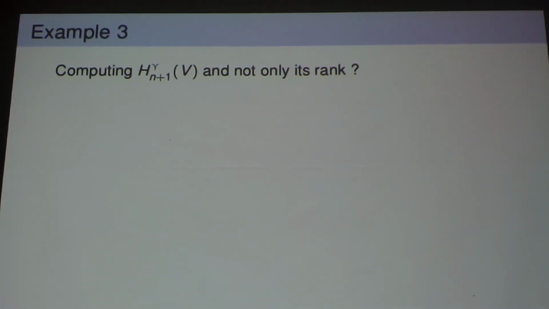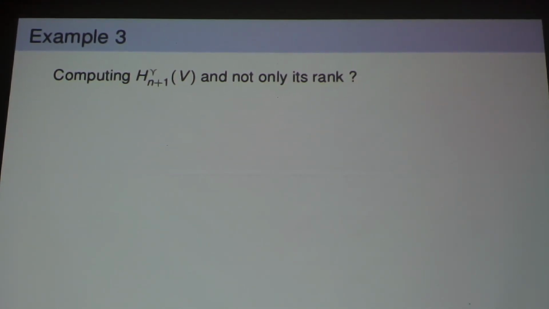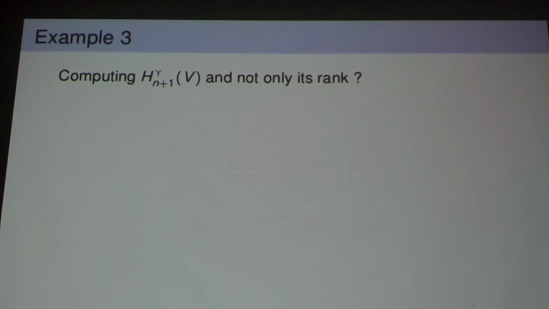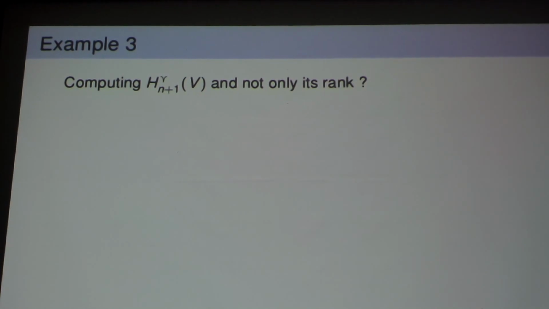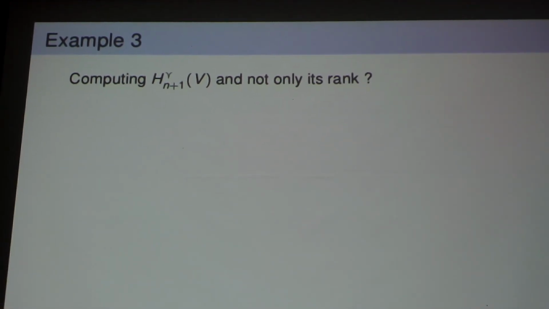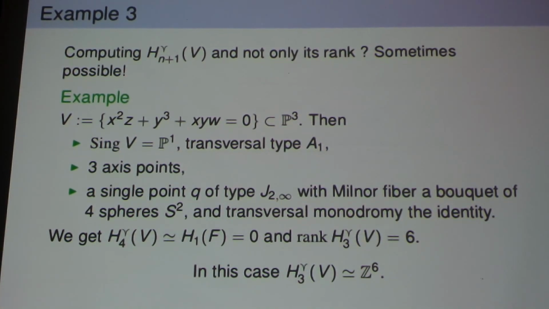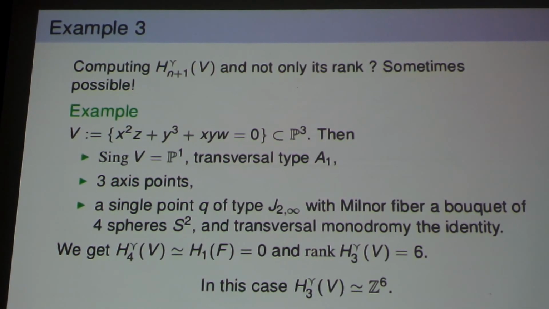Okay, so the next thing you want is computing this n+1 vanishing homology group by itself, and not only its rank. One of the important things is the torsion, and if so, what torsion? And the answer is sometimes this is possible, perhaps more than sometimes, but if you go completely through the proof, you are sometimes able to follow the maps and the attaching.